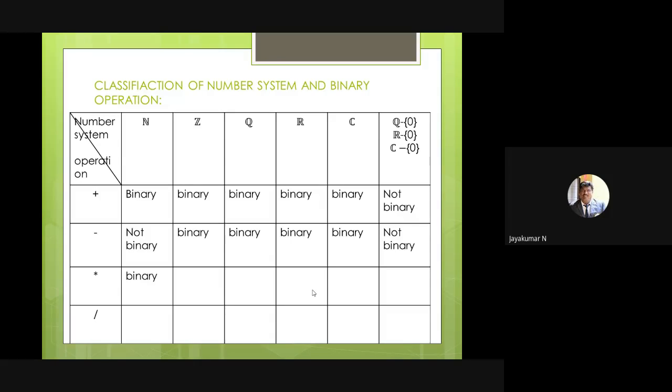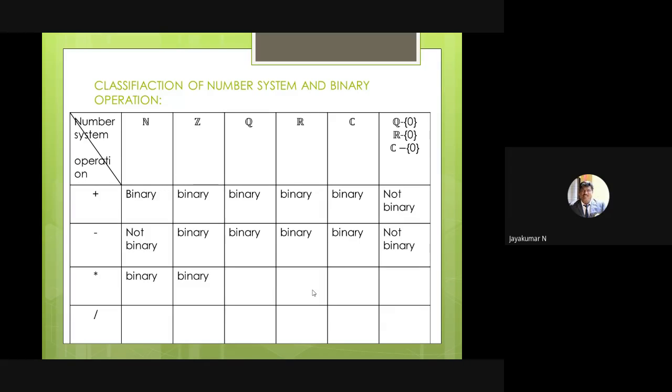What about multiplication? Star means multiplication. What about multiplication in Z? Binary. Good. If you multiply, see, which numbers do not belong to Z? Rational, irrational, complex numbers. If you multiply two integers, is it possible to get a rational or irrational or complex number? Not possible, because when you multiply two integers, you will get an integer again. So that is also binary.